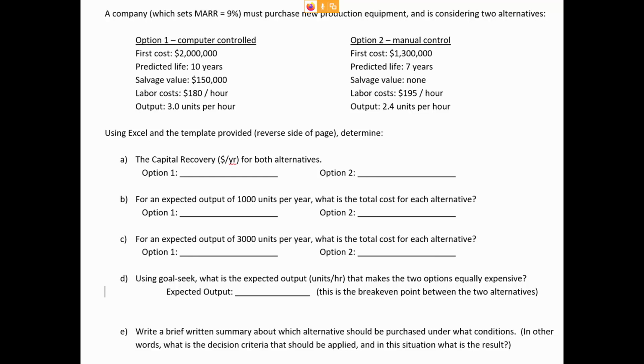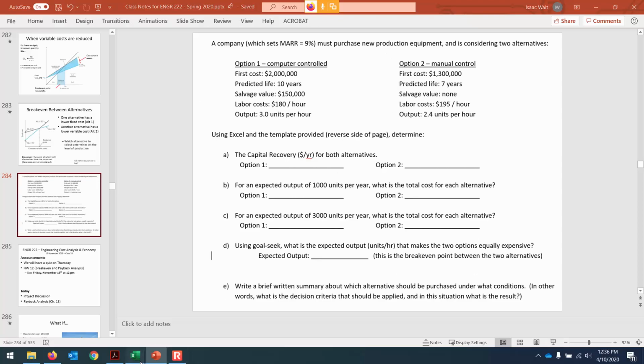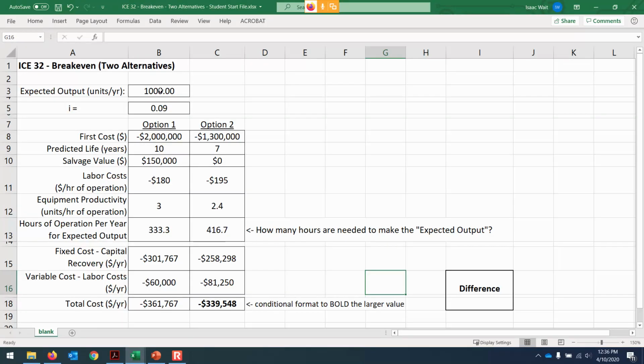So let's go back to the spreadsheet and take a look: instead of 1,000 units per year, what if we're making 3,000 units per year? Just type in 3,000. Everything should update automatically once we type enter. You'll notice that the capital recovery costs didn't change because those are just based on the purchase price, the salvage value, and the number of years. We didn't change any of that, but our labor costs did vary.